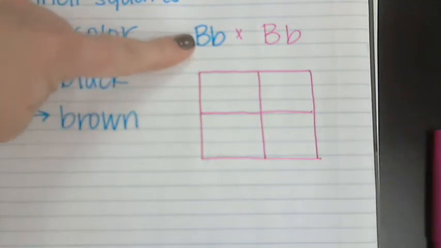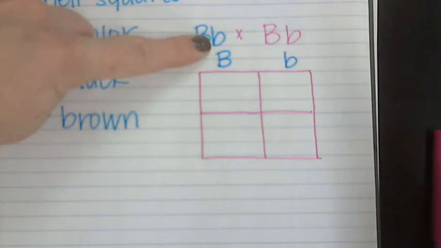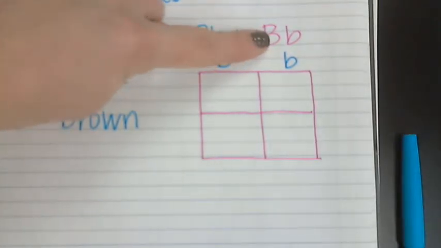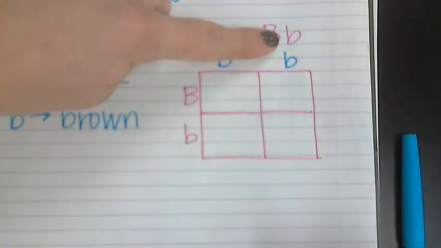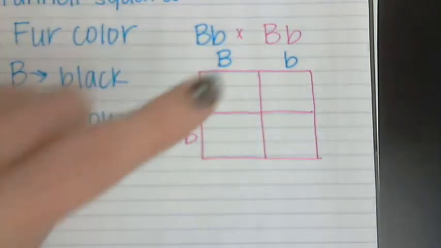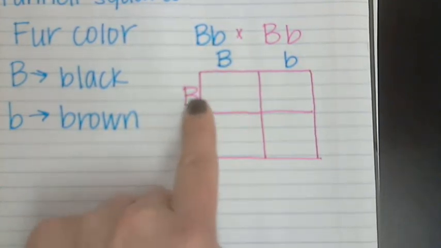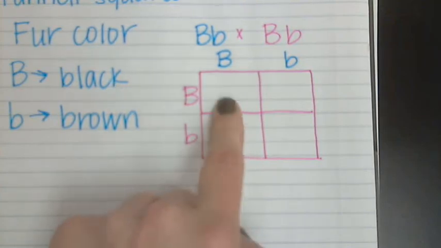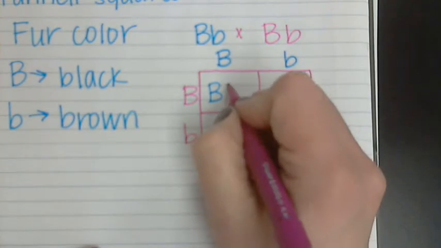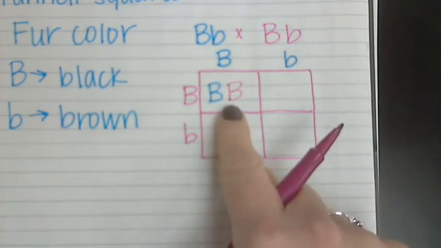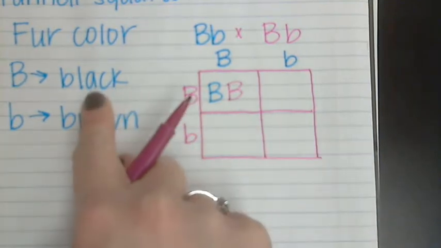We'll put the alleles for our first individual on top, big B, little b, and we'll put our alleles for our second individual down the side, big B, little b. How you work a Punnett square is you look at the box and you put the allele that's on top in the box and the allele that's on the side in the box. So this one, we're going to drop down our big B and bring across our big B. So the genotype for this individual would be homozygous dominant and the fur color would be black.